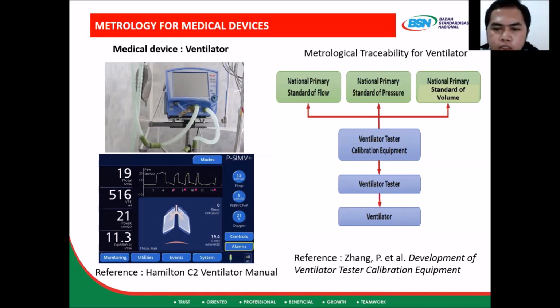However, the ventilator tester itself should be traceable to the national primary standard of flow, pressure, and volume, since the parameters in this ventilator consist of pressure, volume, and flow. And there is another parameter like the oxygen here. The oxygen sensor must also be calibrated. And there is also time, the traceability of the time itself, to determine the ratio between the inspiration time and the expiration time.